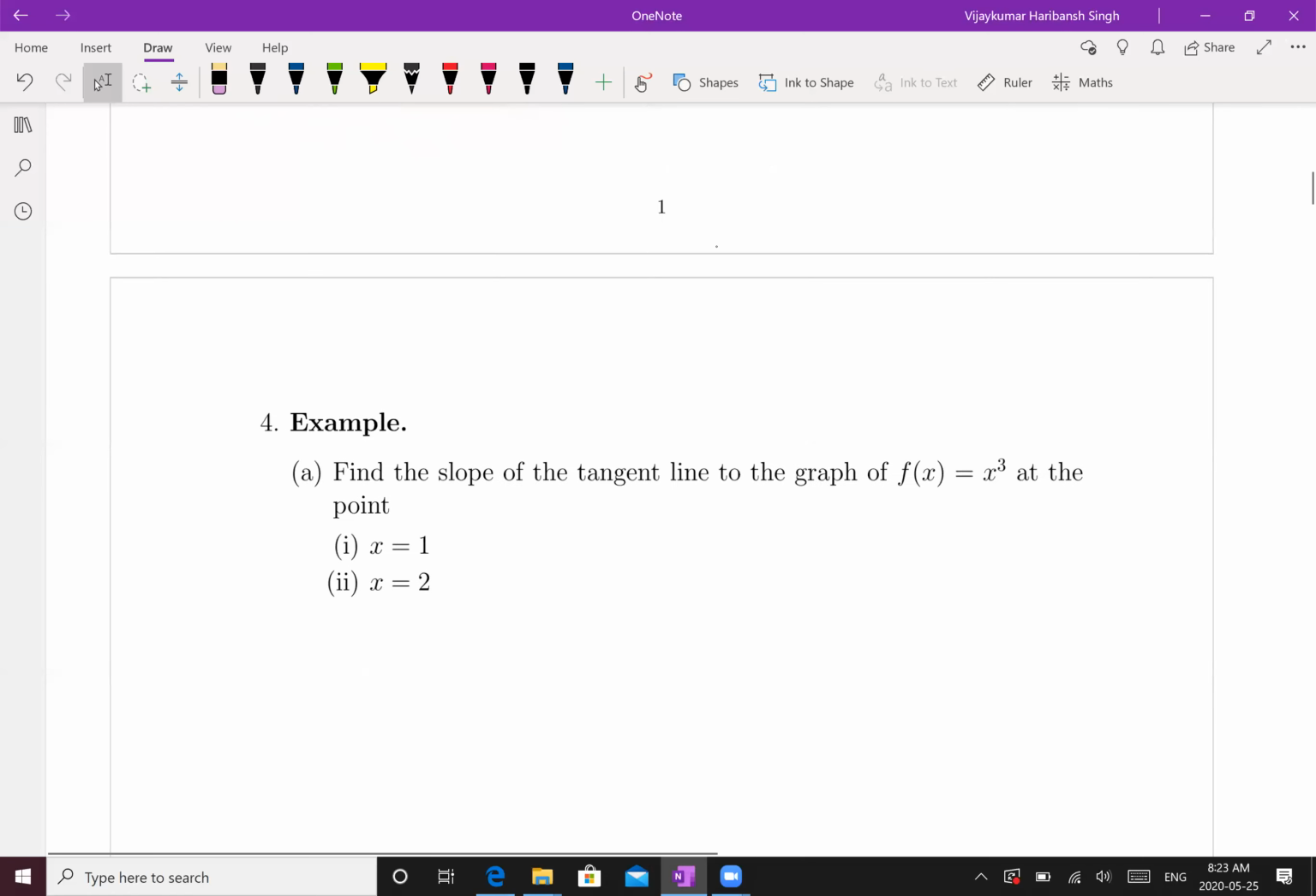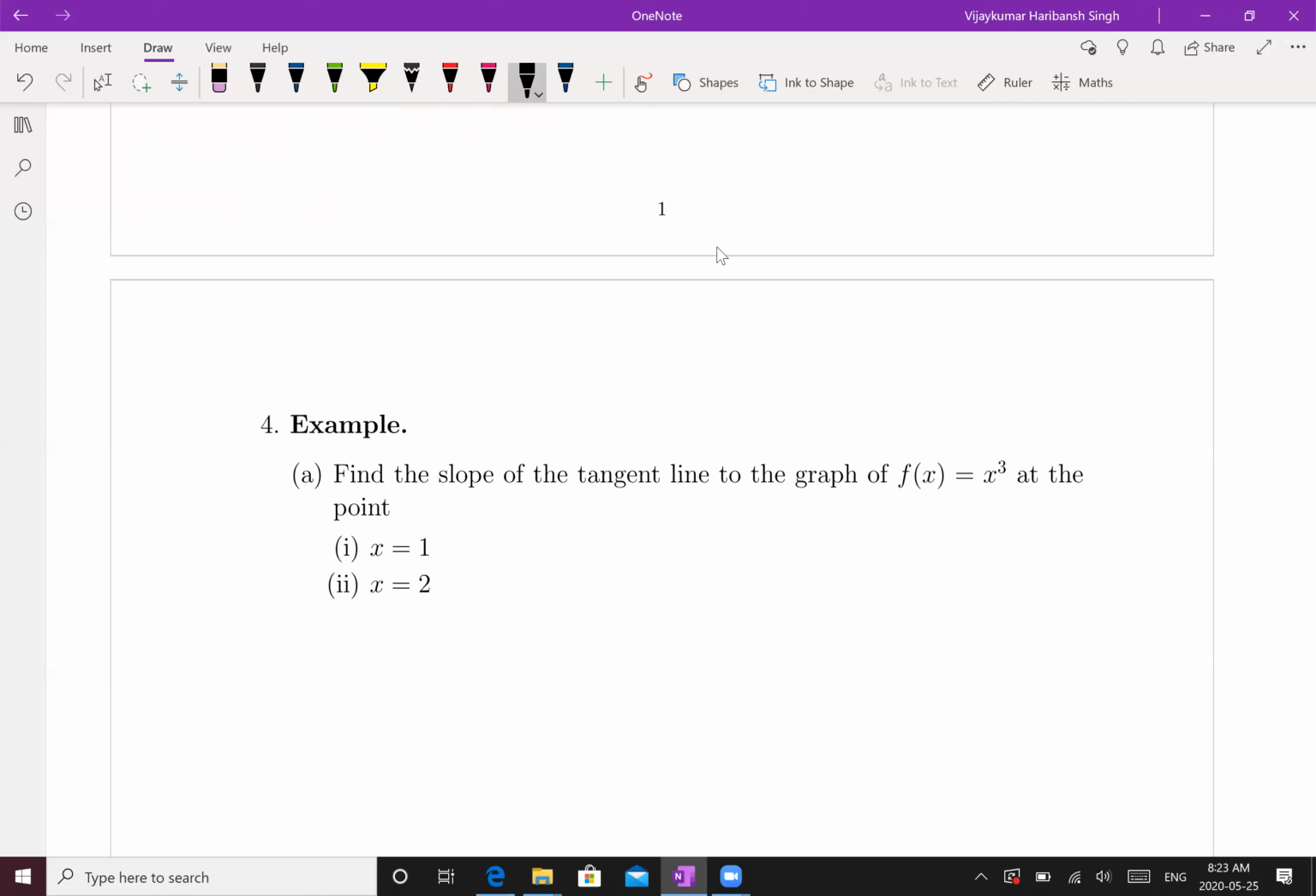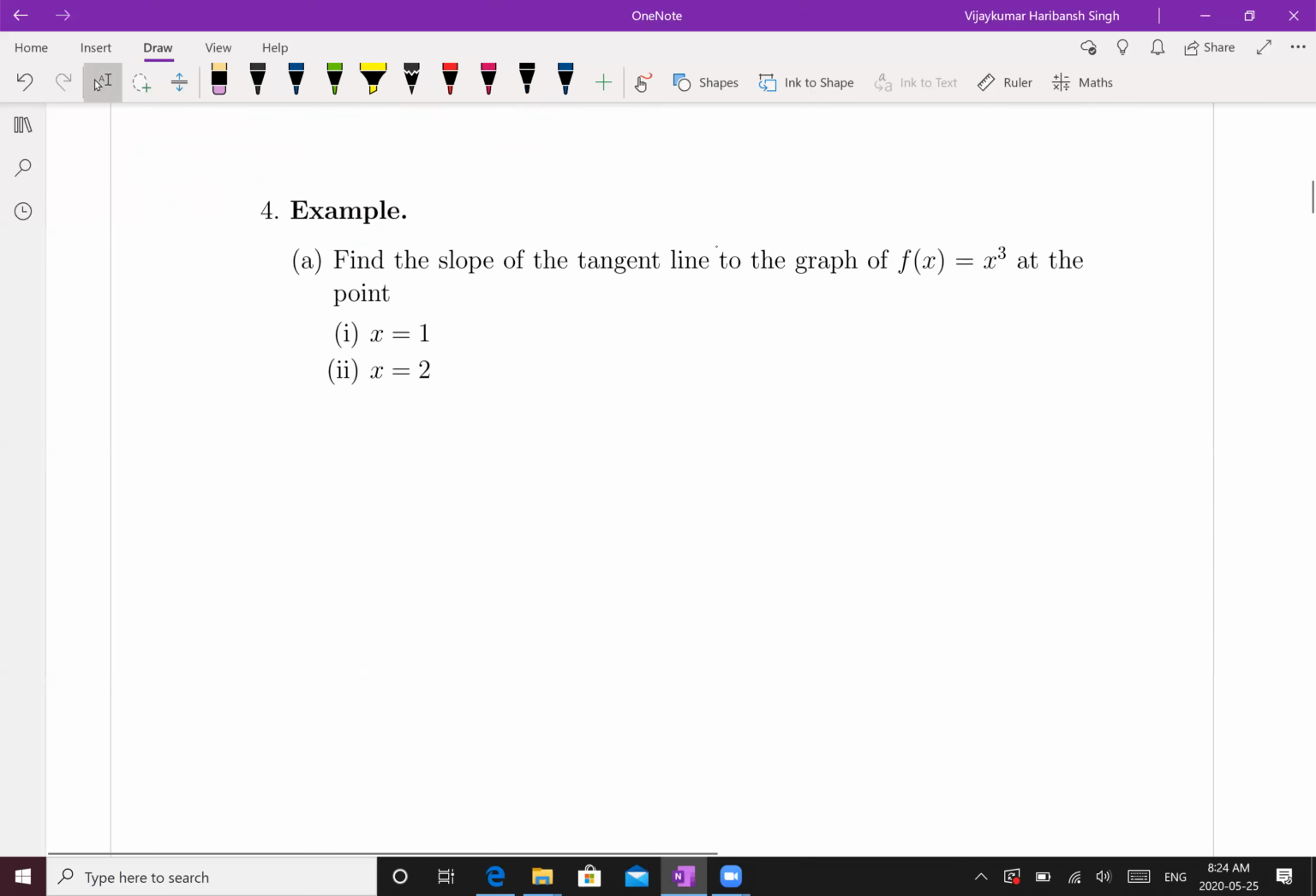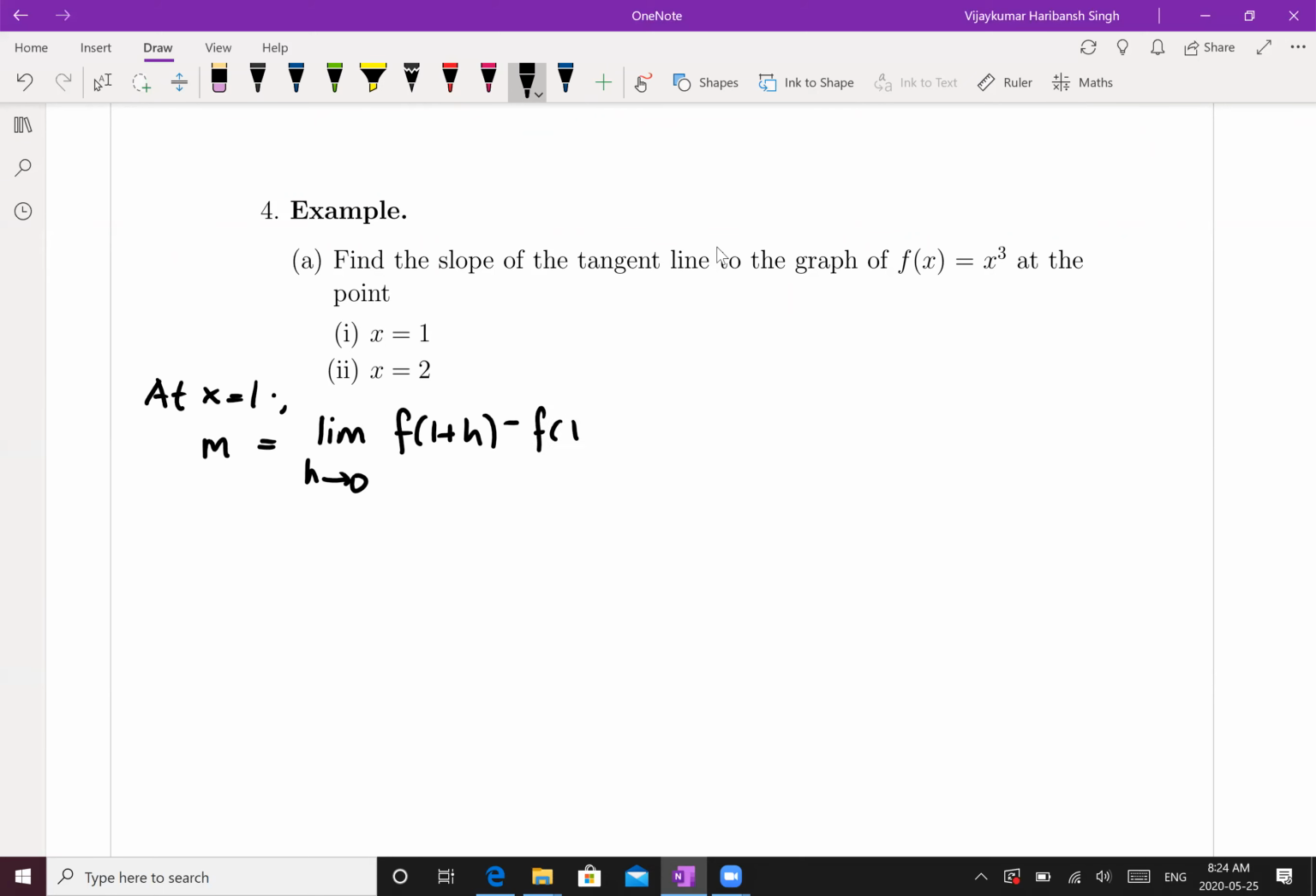Okay, now let's do the following problem. Find the slope of the tangent line to the graph f of x equals x cubed at x equals 1 and x equals 2. So what is the slope of the tangent line of f of x equals x cubed at x equals 1? Here, the slope of the tangent line at x equals 1 will be given by limit as h goes to 0 of f of 1 plus h minus f of 1 over h.